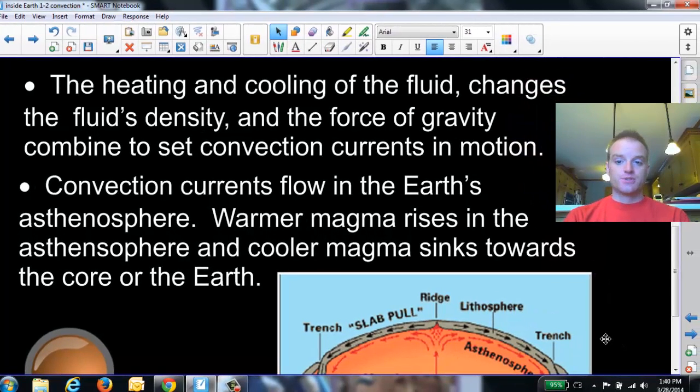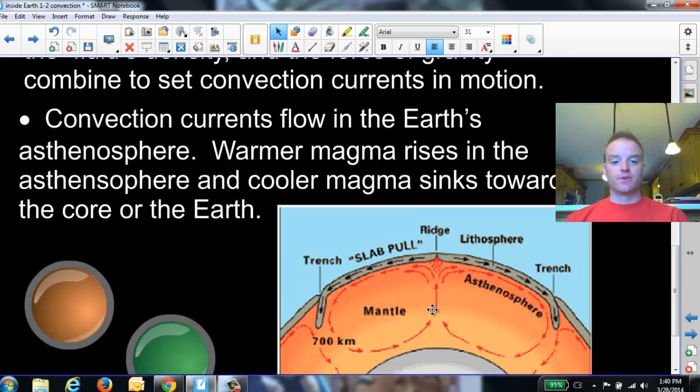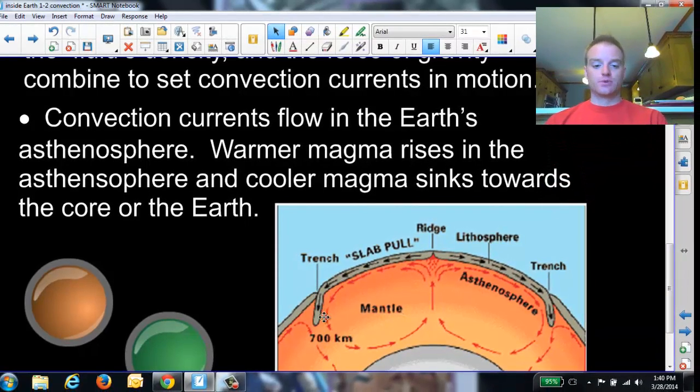Changes in the fluid's density and the force of gravity combine to set convection currents in motion in the Earth's mantle, the asthenosphere. What happens here is the warmer magma rises through the asthenosphere near the lithosphere, and the older, more dense material will sink back down into the Earth. I'm going to take a bigger look at this in a video I'm going to attach to this video lecture.